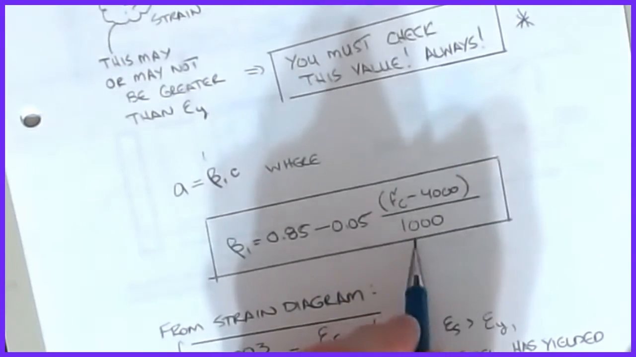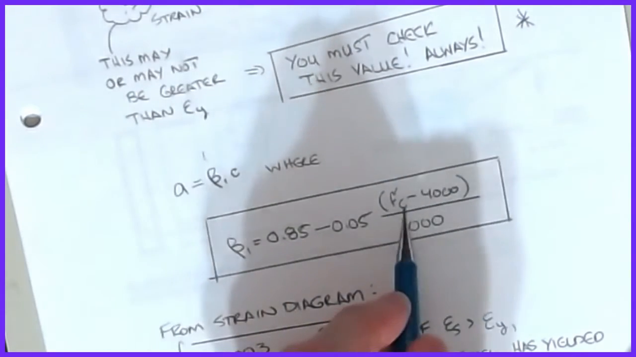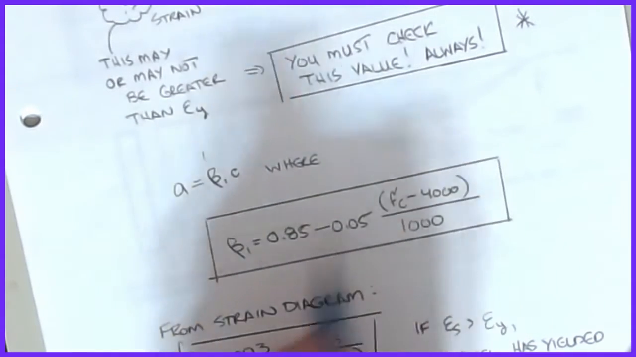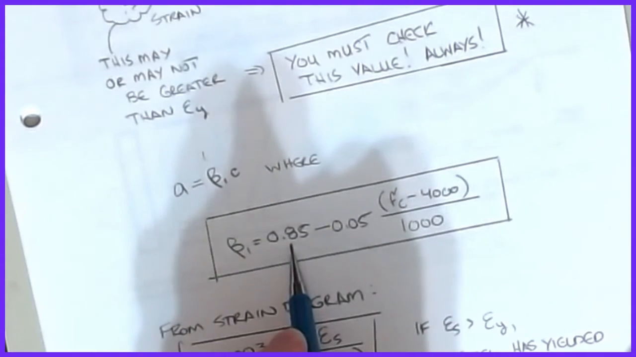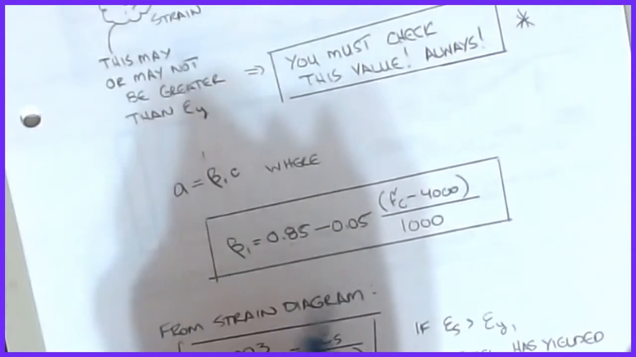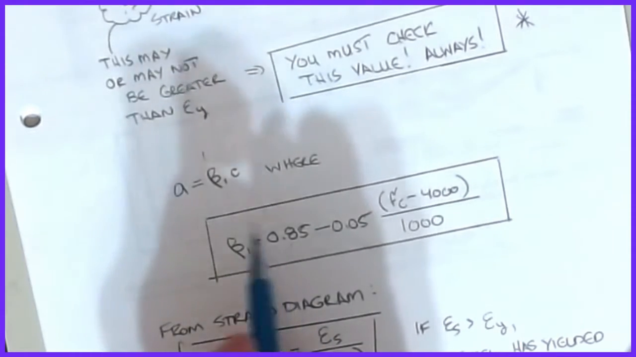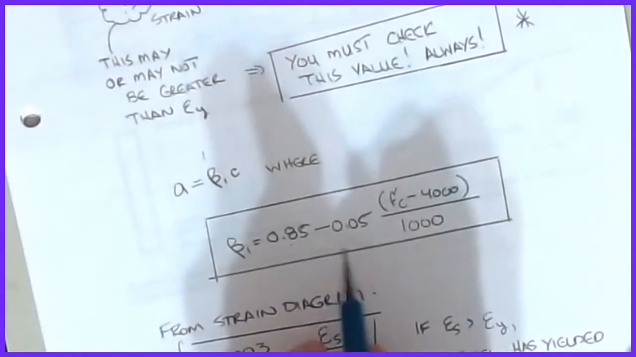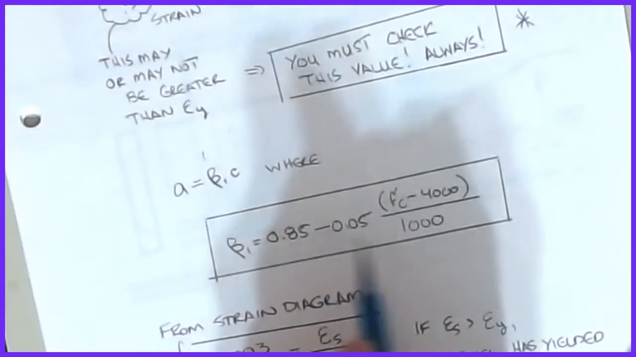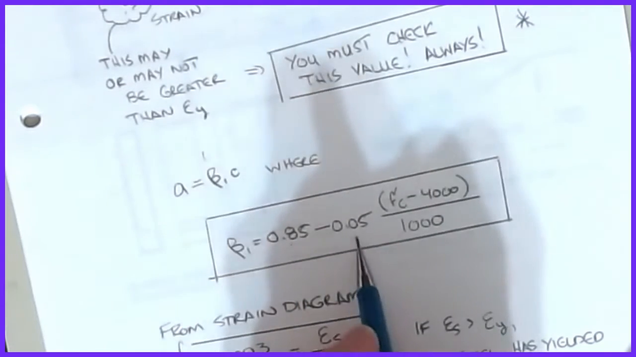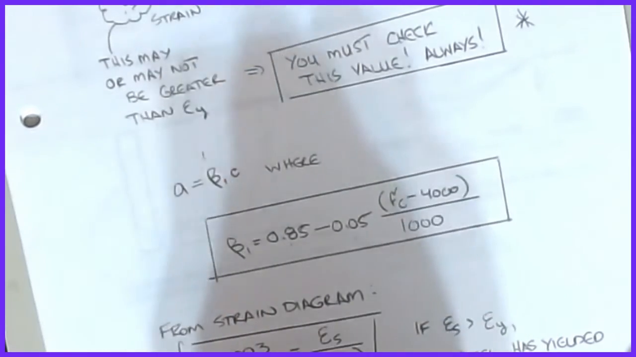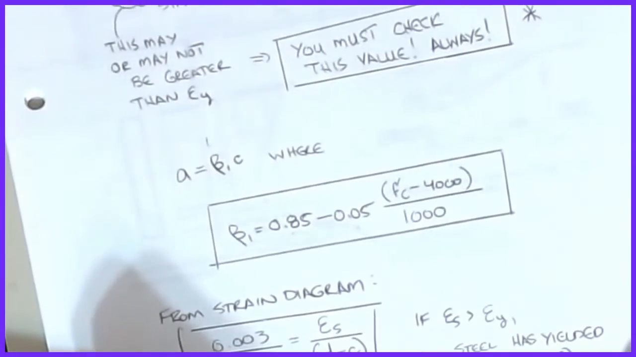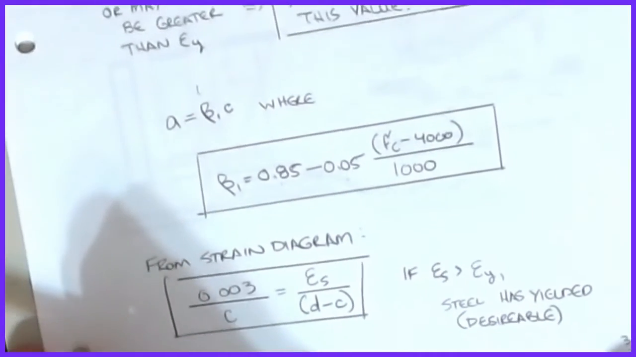(f'c minus 4,000) all over 1,000. So for f'c of 4,000, beta 1 is 0.85. So there's another 0.85 running around in here, so it can get a little bit confusing sometimes in that regard. But it's basically for every 1,000 psi over 4,000, we decrease beta 1 by 0.05. And this will match or approximate those table data that I showed you in the last video.